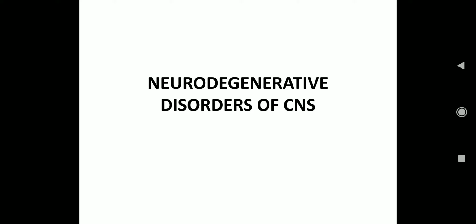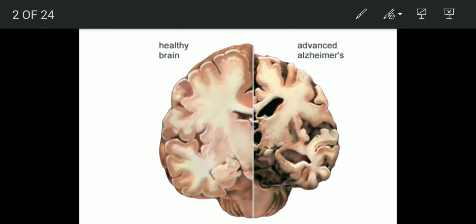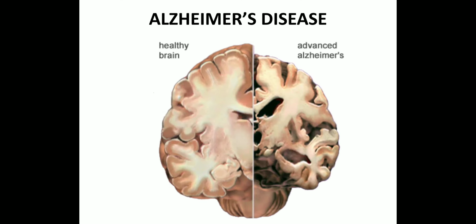Okay, students, today's class is on neurodegenerative disorders of the CNS. The most important neurodegenerative disease is Alzheimer's disease. Only very few diseases we are going to discuss today. The major ones are Alzheimer's and Parkinsonism. So that will be asked for the exams also.